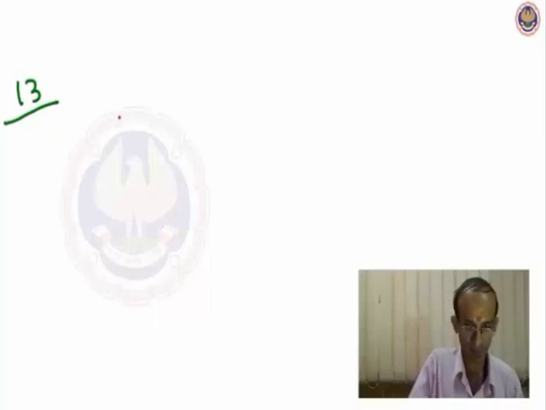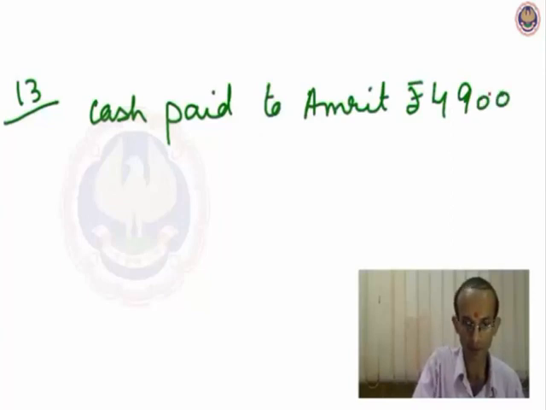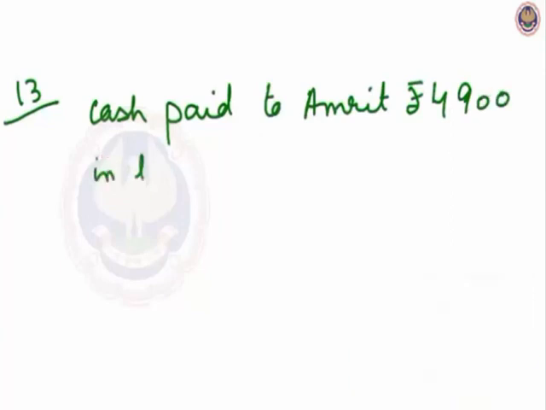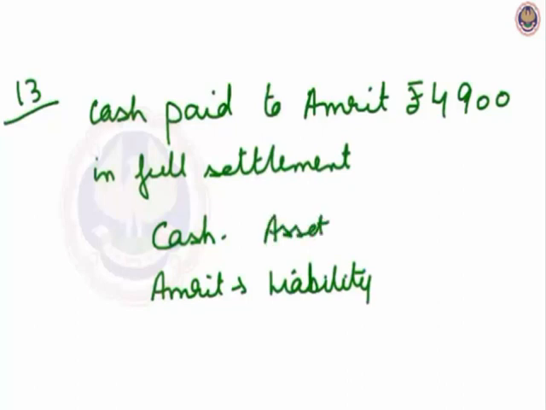In case of the 13th transaction, cash paid to Amrit rupees 4,900 in full settlement. So two accounts are involved. First is cash. Second is we are paying to the Amrit. So Amrit is a liability. And we are paying cash. Cash is an asset.